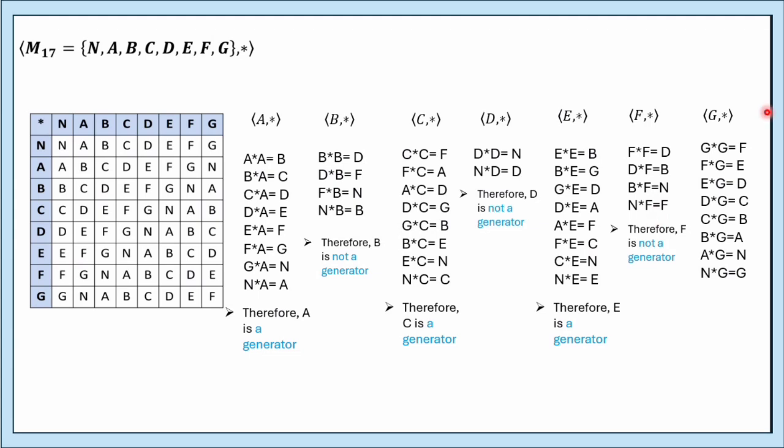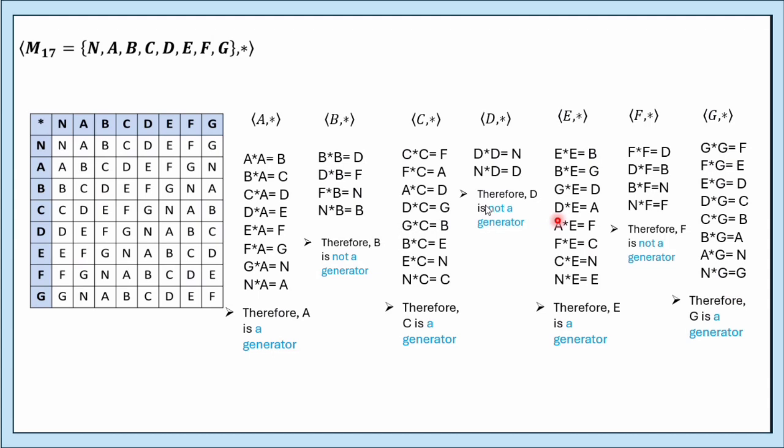For G, we have G star G is equal to F, star G is equal to E, star G is equal to D, star G is equal to C, star G is equal to B, star G is equal to A, star G is equal to N, and N star G is equal to G. And as you can see, G generates all the elements of the set. Therefore, G is a generator.